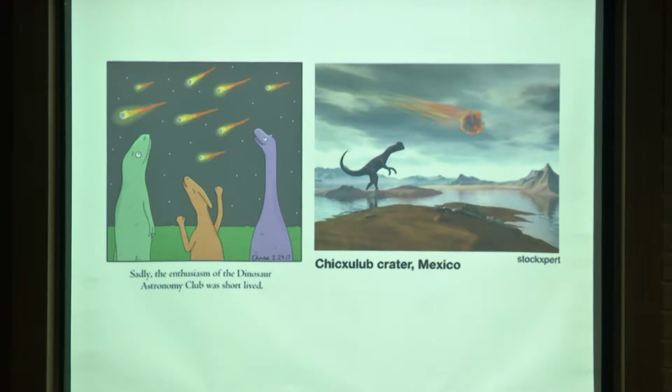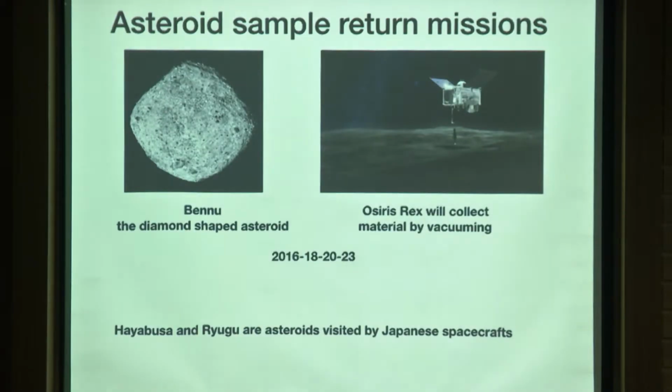And of course, you all know about what happened to the dinosaurs long, long back, and they had an astronomy club too that didn't last long. We want our astronomy clubs to last long, so we have to get into finding all these asteroids, making sure we know their orbits and so on. So that's a little bit that we are going to be seeing, right?